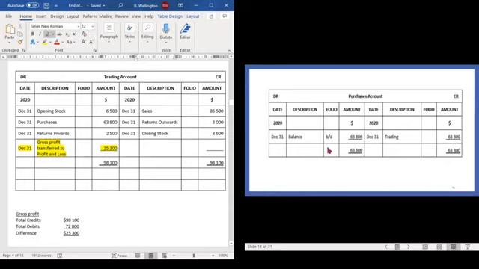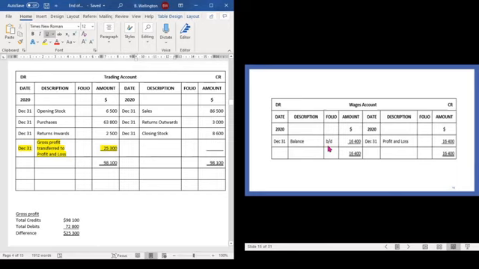Let's look at another account. This time, let's look at the wages account. Here it is.